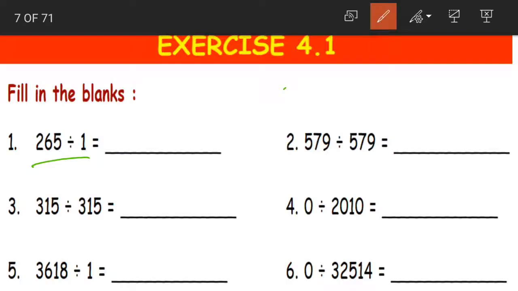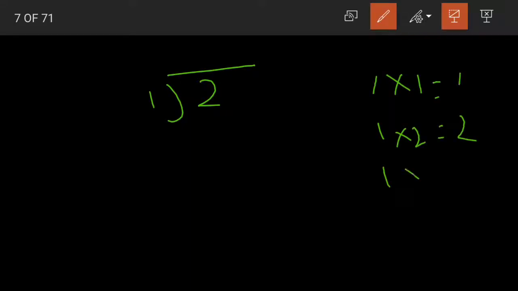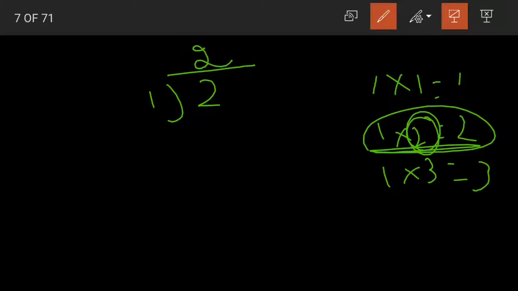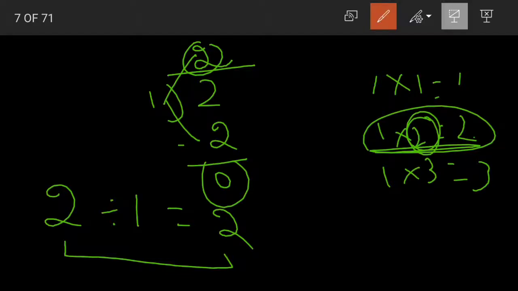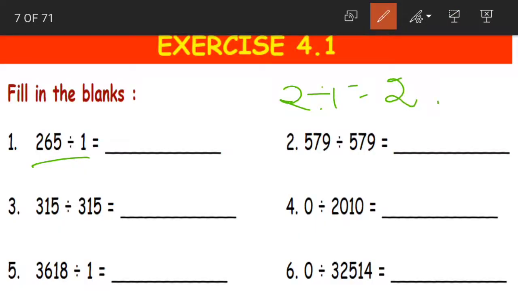Again as I said, if you think that it is a very big number, take a small number, say 2 divided by 1. Now in the 1 table, when does 2 come, children? Here 1 twos are 2. So 2 becomes our quotient. When we subtract, 0 becomes our remainder. So when we divide a number by 1, what is our answer? The answer is the number itself. 2 divided by 1 is equal to 2 only. So 265 divided by 1 is equal to 265 only.